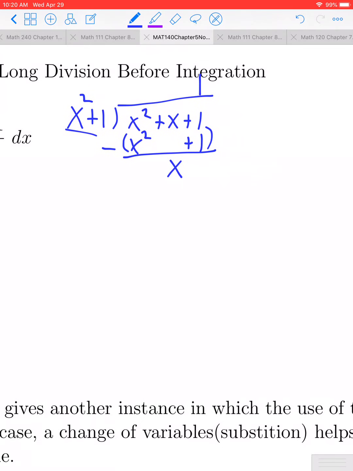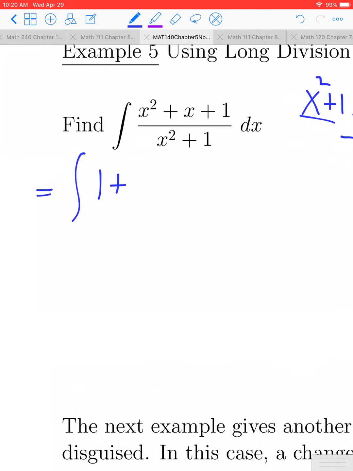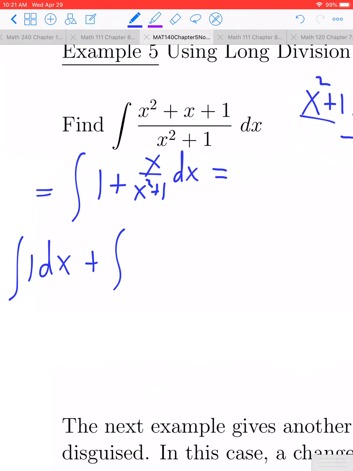So we can write this answer as quotient plus remainder over divisor. This allows us to simplify and rewrite that integrand. So this is equal to, via polynomial division, the integral of 1 plus x divided by x squared plus 1 dx. And now we're going to be able to find this antiderivative. We can split apart using our properties of antiderivatives. I can do the integral of the first term, that's going to be 1 dx, plus the indefinite integral of the second term.